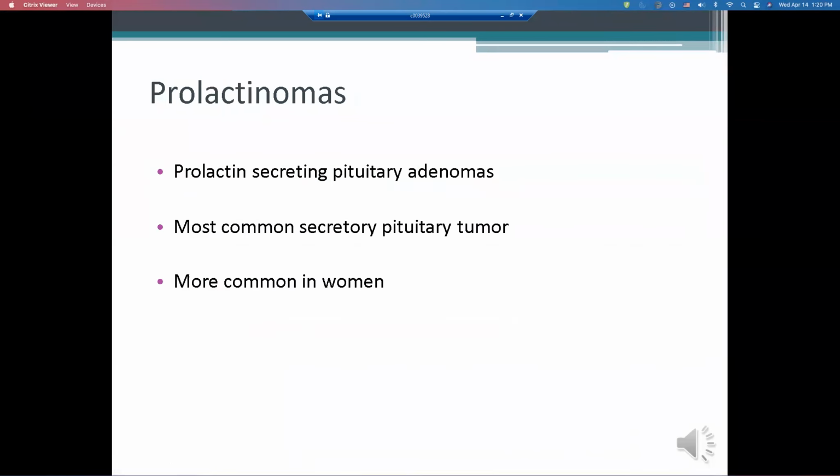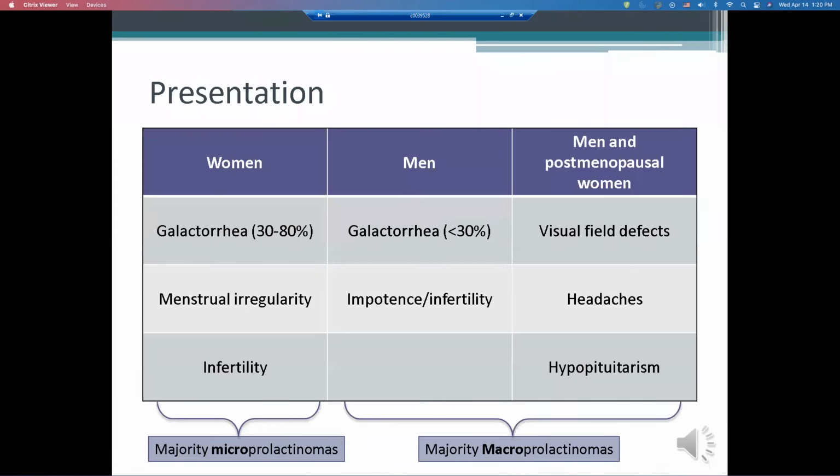Okay, so let's start with the first type of pituitary tumors, which is the prolactinomas. Prolactinomas, basically, are pituitary adenomas that produce prolactin. Again, they're the most common secretory pituitary tumor, and they're more common in women. How do they present? Usually, we classify presentation into two parts: how they present in women of reproductive age and how they present in men and postmenopausal women.